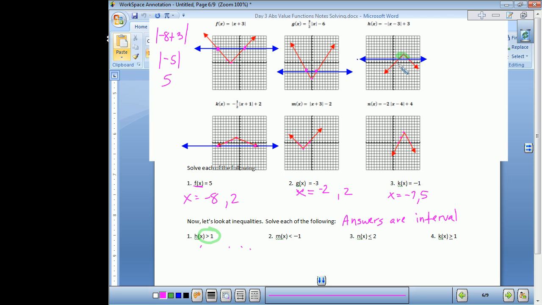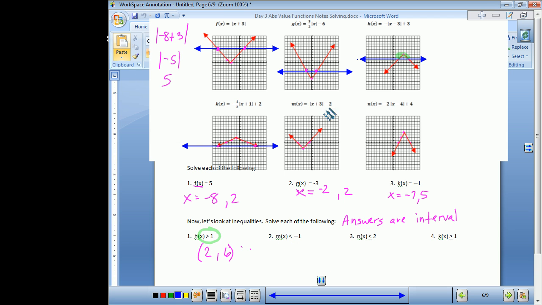So it looks like it's from 2 to 6. If we plugged in those values, it would be greater than 1. Now, did you notice I used parentheses and not brackets? Why? Because I can't include it. There's no equal to.